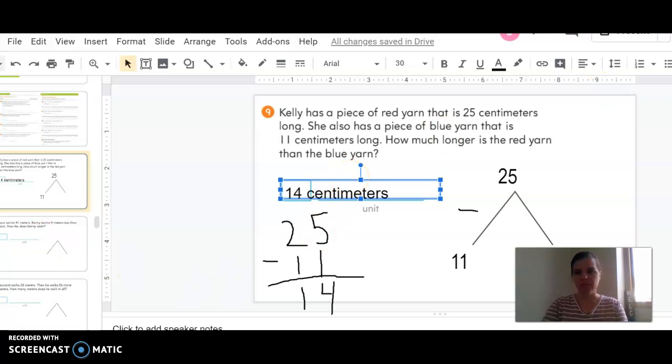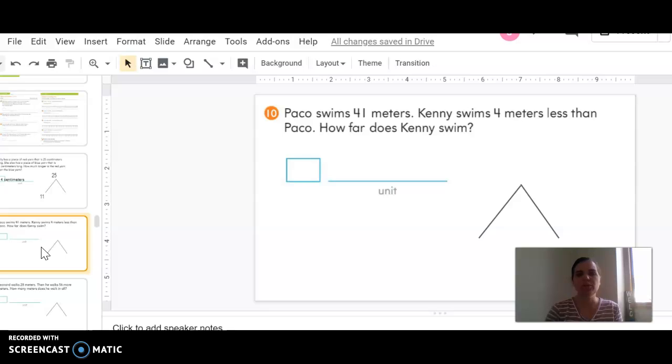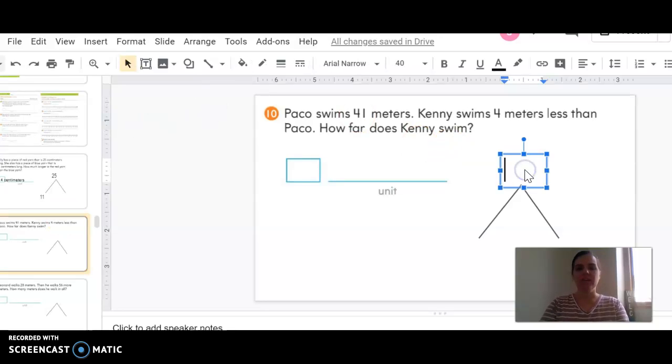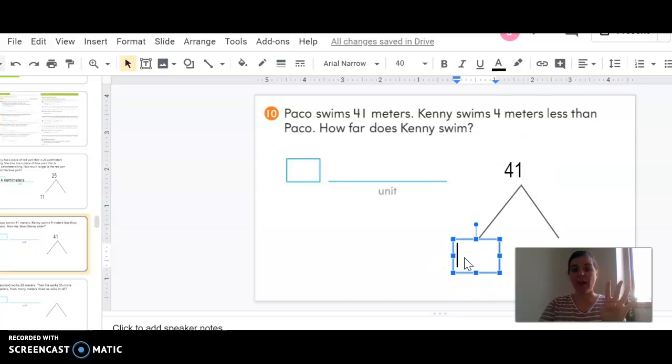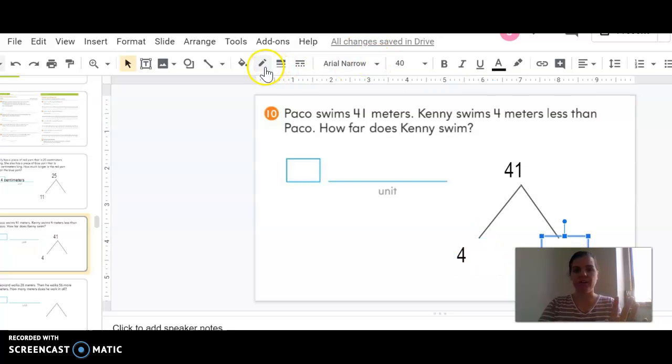All right, let's move on to number 10, our second one for the day. It says Paco swims 41 meters. Kenny swims 4 meters less than Paco. How far does Kenny swim? Well, what's the total amount that Paco swims? Yep, 41 meters. Kenny swims 4 meters less. So we would have to take away 4. We're going to subtract to get our unknown over here.